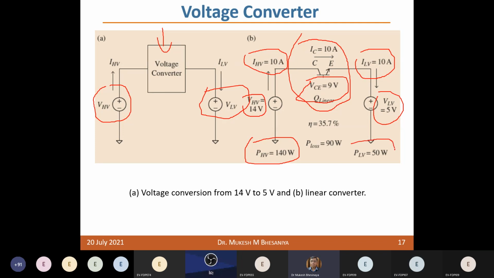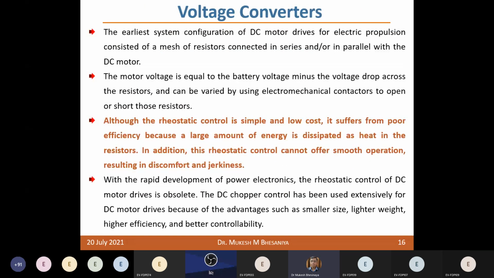And the power on the output side is 50 watt. So you see the difference in the power: you have higher losses, 90 watts. So this type of configuration is not preferred. You can call this a linear voltage regulator, wherein you give the command to the transistor and operate it in a linear region. So now we use the switched voltage converter with the use of power electronics devices.